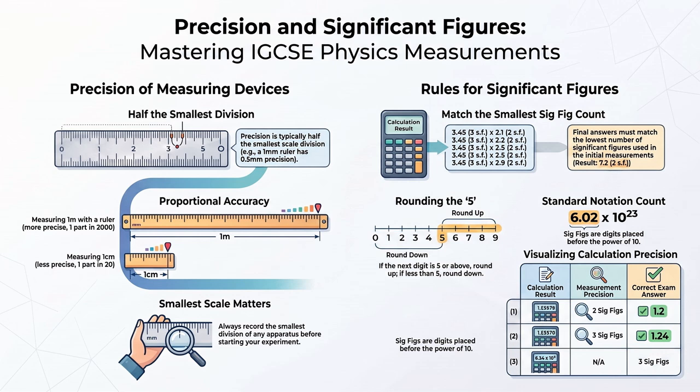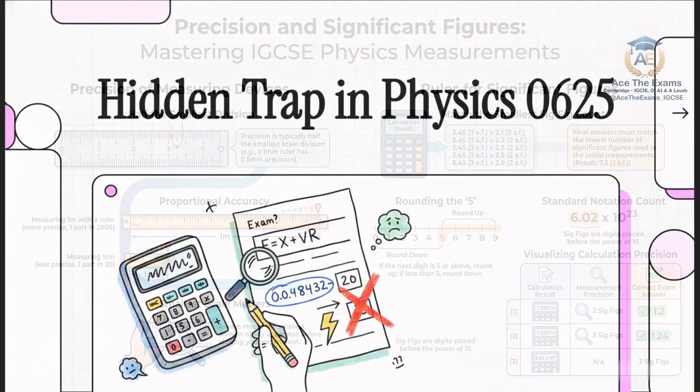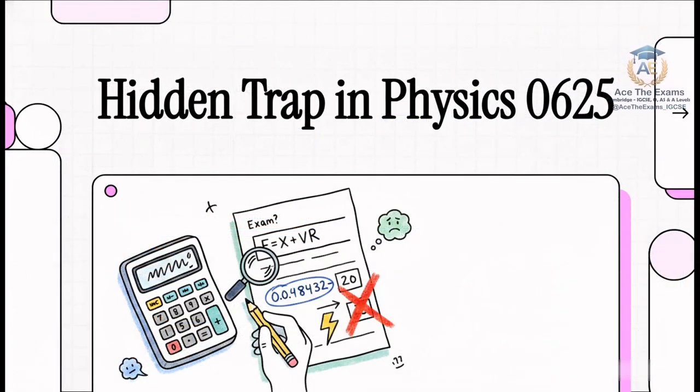Picture this. You're sitting in your Cambridge IGCSE Physics exam. You found the exact right formula, plugged in the numbers, and confidently copied the final results straight from your calculator onto the page. You're feeling absolutely great about it, but let's immediately expose the one tiny exam mistake that costs students massive marks before they even realize what hit them.